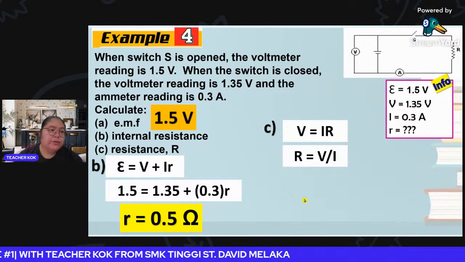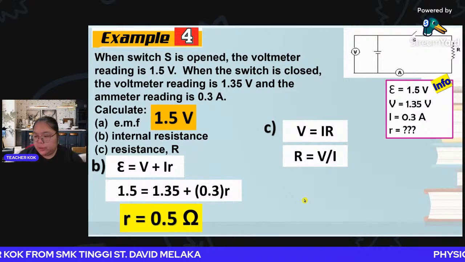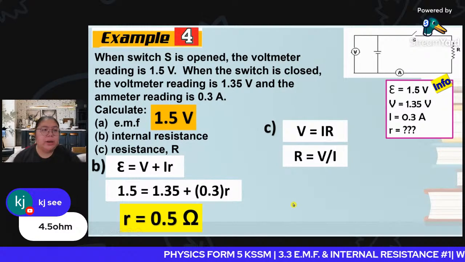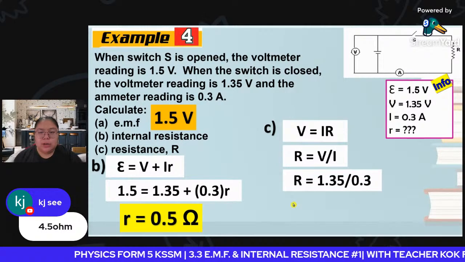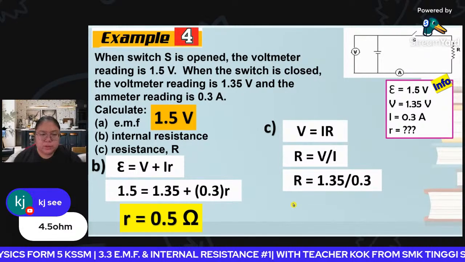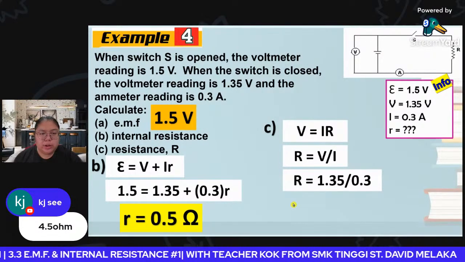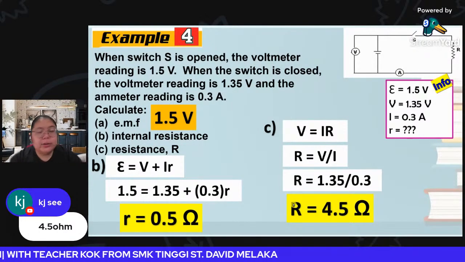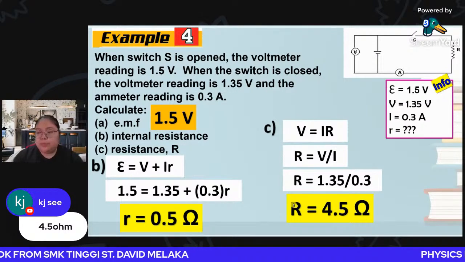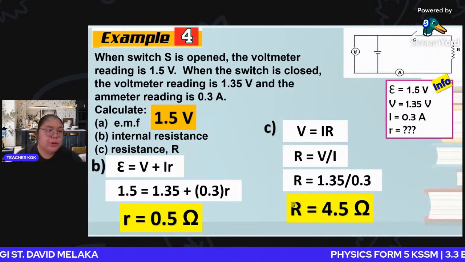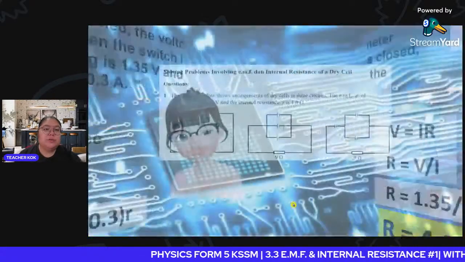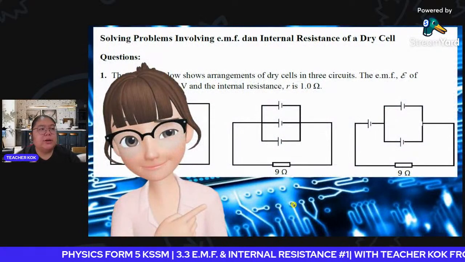Zihui, 4.5 ohm. Yiru also 4.5 ohm. We're going to check whether it is correct or not. Sikajing also 4.5 ohm. Now we check: 1.35 over 0.3, then we get 4.5 ohm. Correct. The answer is 4.5 ohm. So now make sure you know how to use this formula. This one is finished already.